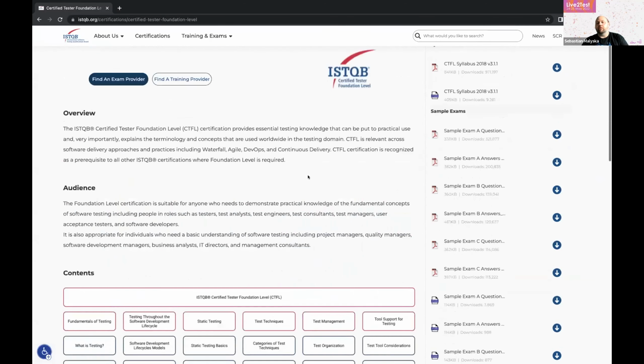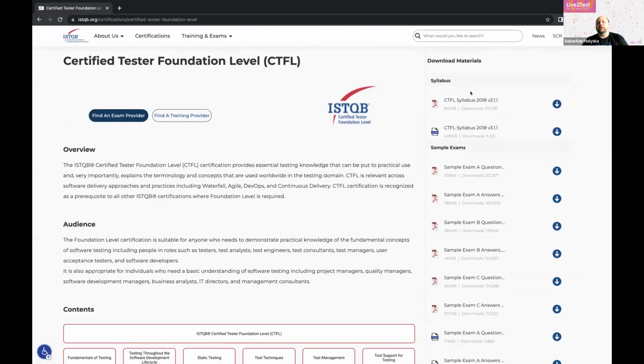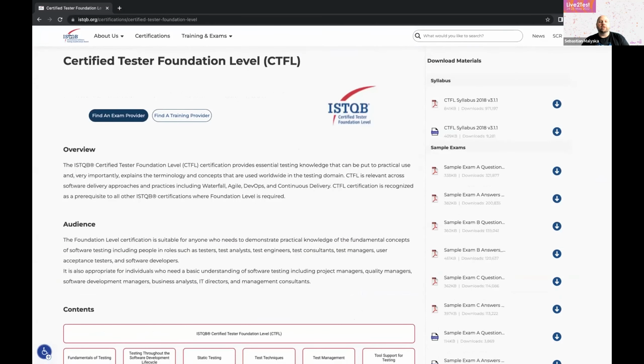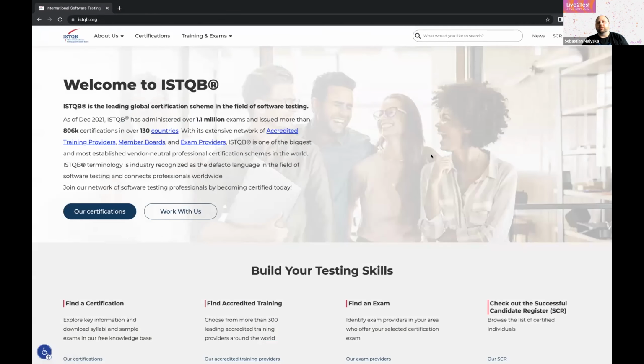And if you'd like to download anything with one click, for CTFL it's even in e-reader format. This is in the MOBI format and the PDF. So by one click, you're just downloading this, and you have all the information in one place.